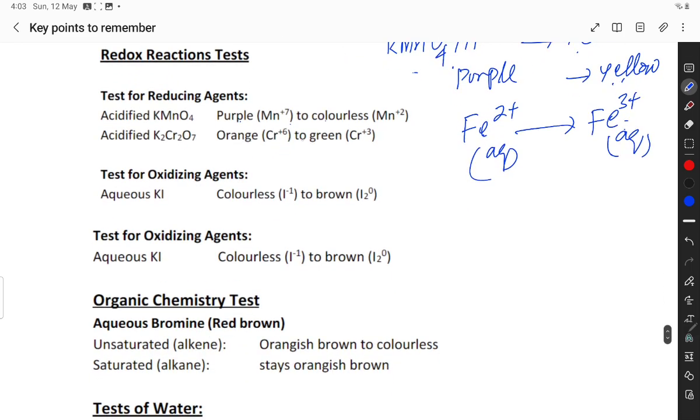Acidified potassium dichromate: orange to green. Test for oxidizing agent: use aqueous potassium iodide, and the color change is colorless to brown.